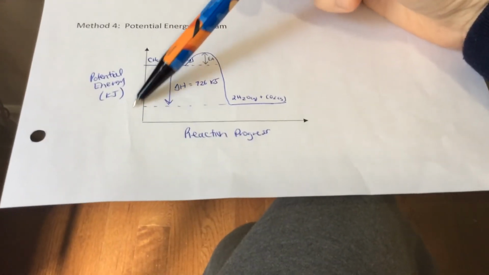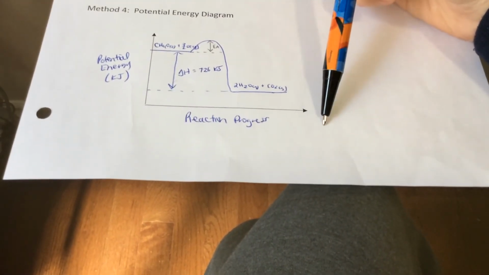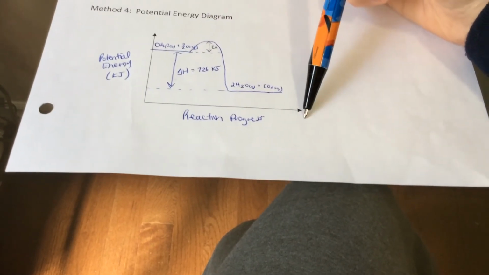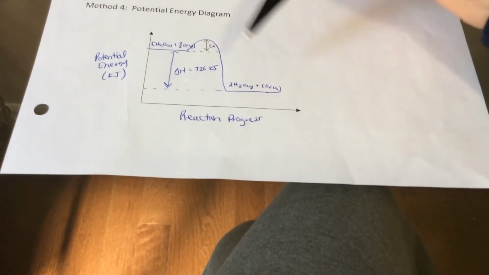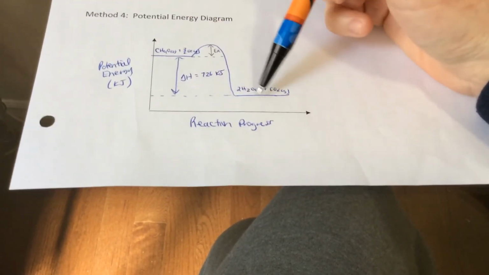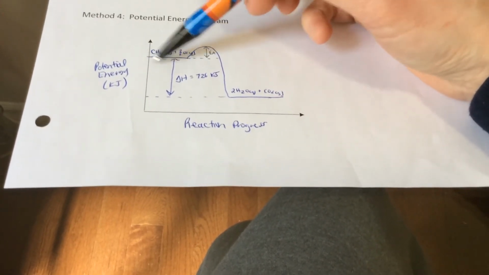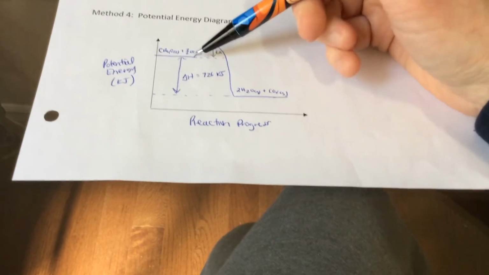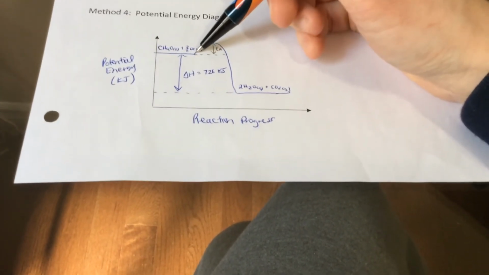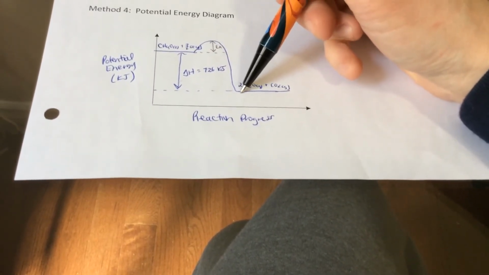The final way is a potential energy diagram. So here we have potential energy along the y-axis, reaction progress. You can think of that like time. Here's the beginning of the reaction. Here's the end of the reaction. Well, because this is an exothermic reaction, the potential energy of the products needs to be less than the potential energy of the reactants because energy is released overall. A little bit of energy is required to get this started, but then a lot of energy is released.